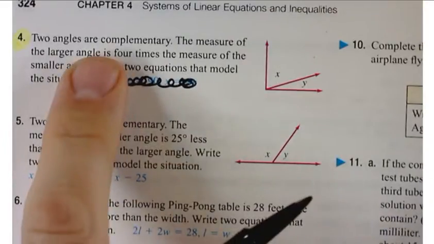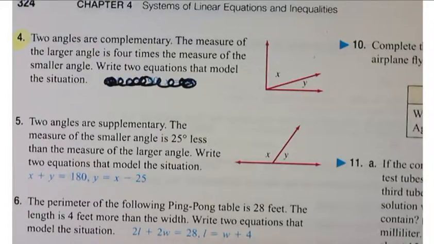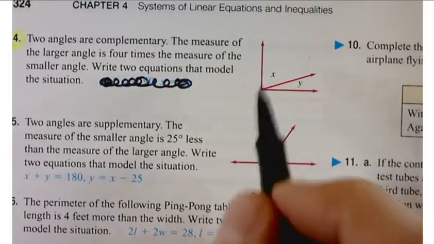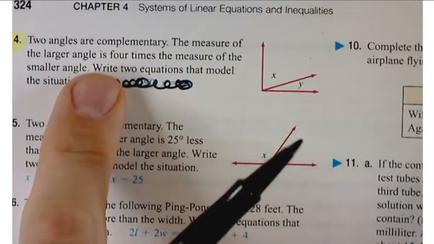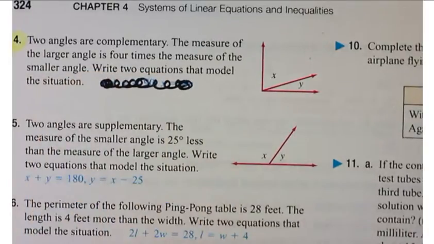It starts here. 2 angles are complementary. That means that the angles add up to 90 degrees. So that's actually telling you one of the equations. They're giving you a nice little drawing here. You can see that this is a right angle. So the 2 angles add up to 90 degrees. The measure of the larger angle is 4 times the measure of the smaller angle. Write 2 equations that model the situation.